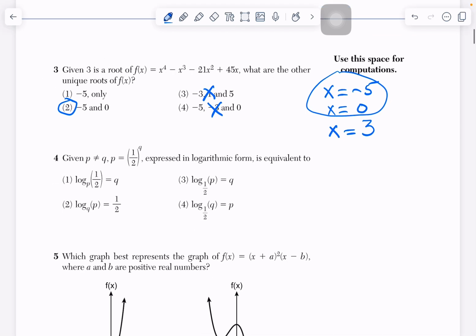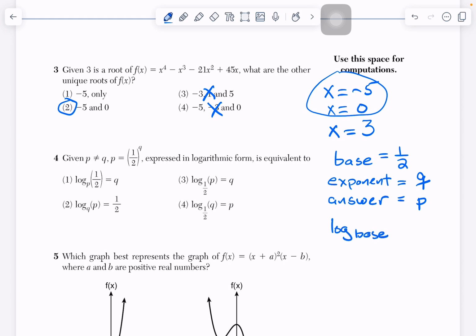And number 4 is just your basic log equation. Just think about it. The base is 1/2, the number being raised to the exponent. The exponent is q, and the answer is p. So the way this looks, it's log base, and this is the answer.